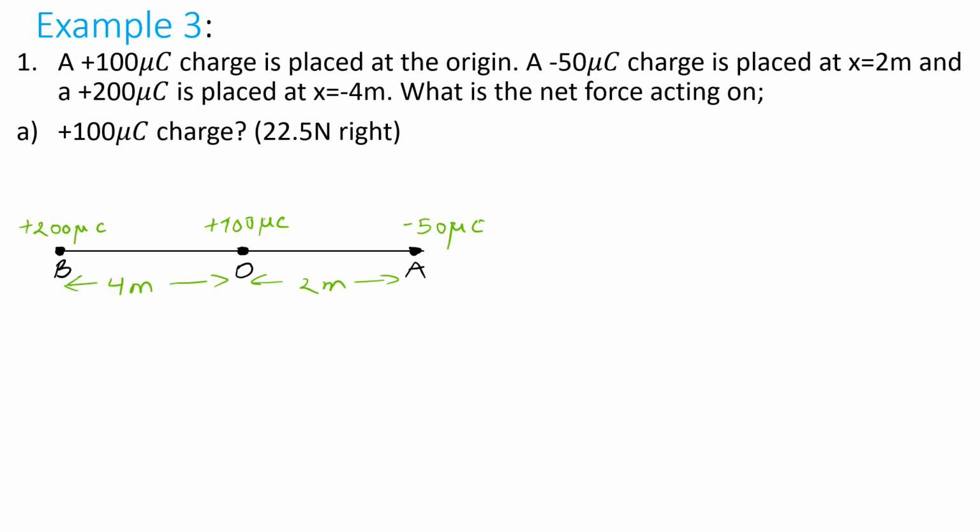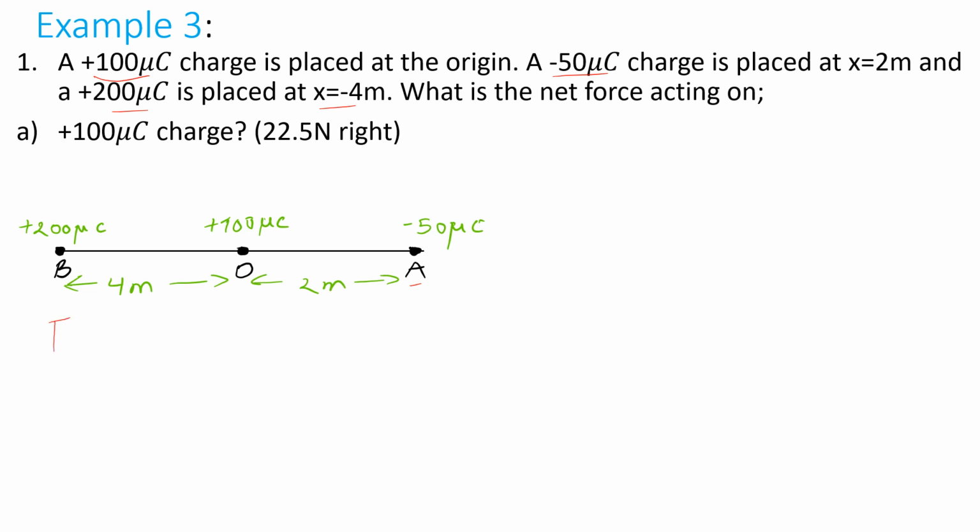We have a diagram here. We are told that the 100 microcoulomb charge is placed at the origin, represented by O. The negative 50 microcoulomb charge is placed at a point 2 meters from O on the right, so it is denoted with A. And then the 200 microcoulomb charge is placed at a point on the left of the origin, but still on the x-axis, 4 meters away. That is denoted with B.